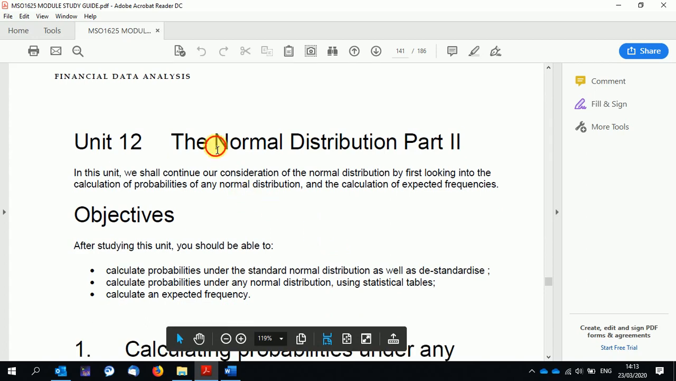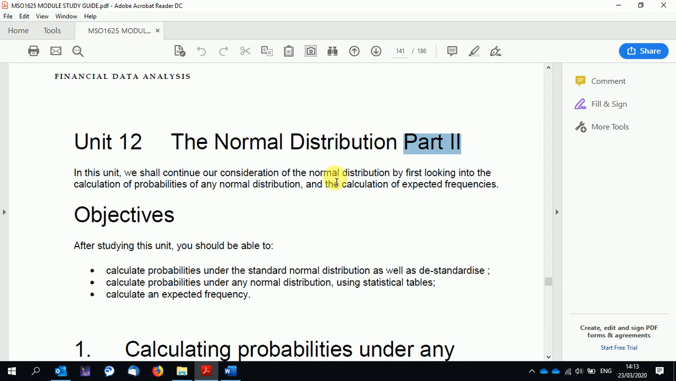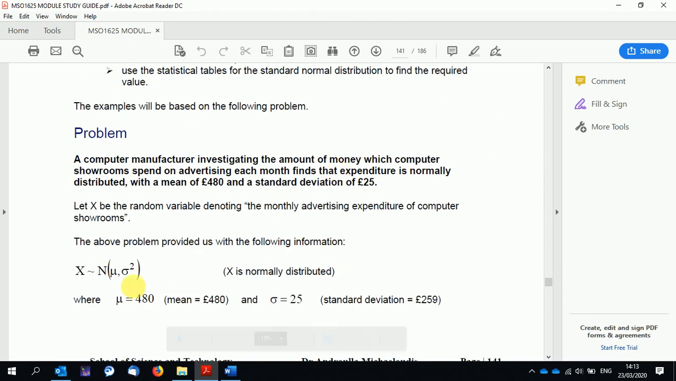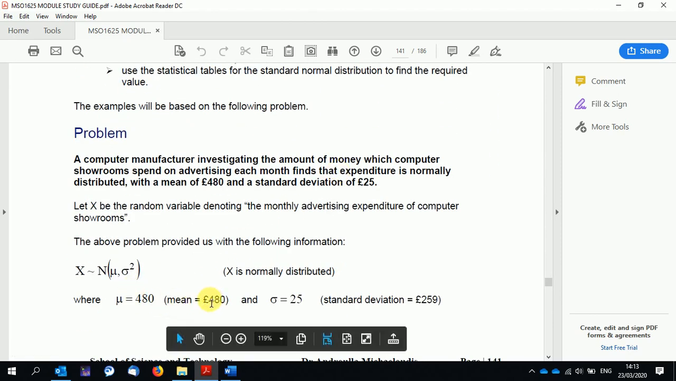So for today we're looking at normal distribution part 2, and here the only difference you're going to see is when we have, for example, mean which is not equal to 0, and standard deviation which is not equal to 1, and variance not equal to 1 square.